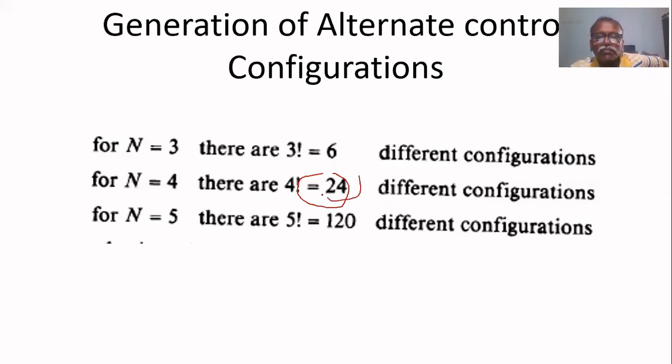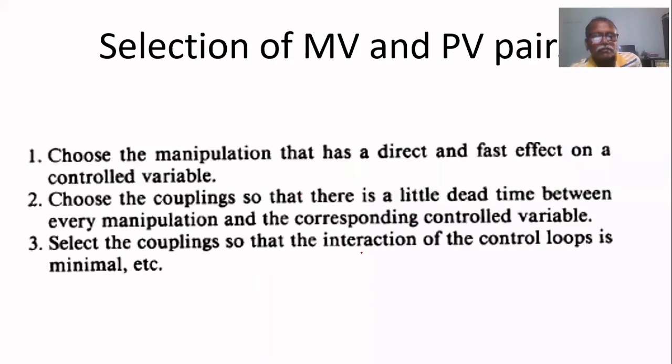Out of these 24 possible combinations, we need only 4. Judiciously, we have to decide which 4 combinations we can take. That is called alternate control configurations. From that, how do we select the 4 best combinations? What all do we have to consider? Choose the manipulation that has a direct and fast effect.